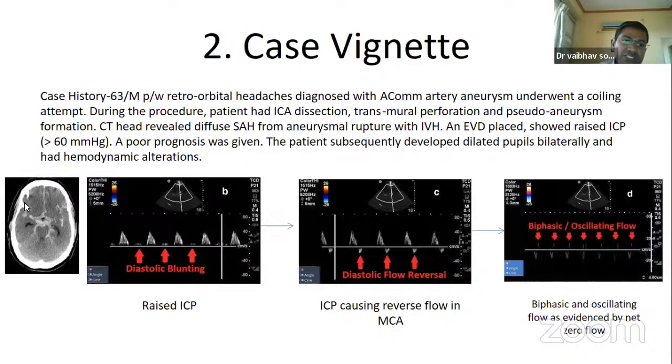In this sequence series of TCDs, in the first picture we can see a diffuse, modified Fisher grade 2 subarachnoid hemorrhage. The first TCD shows diastolic blunting, which is suggestive of raised ICP. The second picture shows diastolic flow reversal, with raised ICP causing reversal of flow in the middle cerebral artery. And in the last TCD, we can see biphasic oscillating flow as evidence of net zero flow, which is suggestive of brain death.